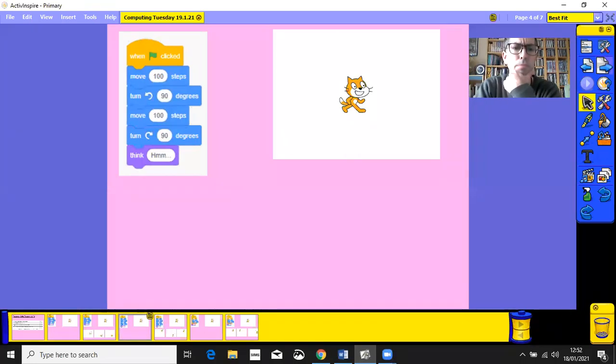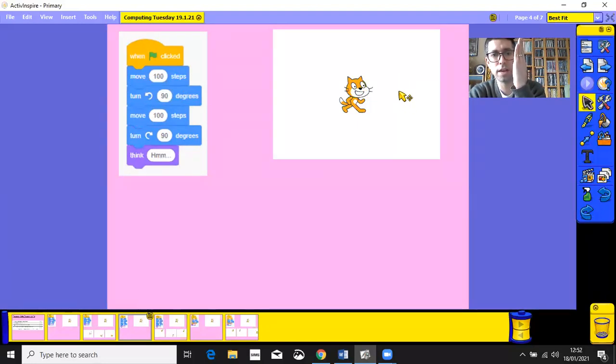Okay, when clicked, move 100 steps, then turn 90 degrees anti-clockwise. Then move another 100 steps, and then turn 90 degrees clockwise. So that's back the opposite way. Then think. Right. When clicked, move 100 steps forward. So he's going to move this way, the way he's facing. Then turn 90 degrees. So he's going to go from the horizontal position to facing upwards. Okay, because it's anti-clockwise. So he's now facing up that way.